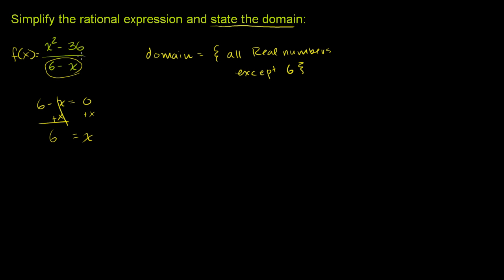Now let's do the simplifying of the rational expression. So let me rewrite it over here. We have x squared minus 36 over 6 minus x. Now, this might jump out at you immediately, as it's that special type of binomial. It's of the form a squared minus b squared. And we've seen this multiple times. This is equivalent to a plus b times a minus b. And in this case, a is x and b is 6.